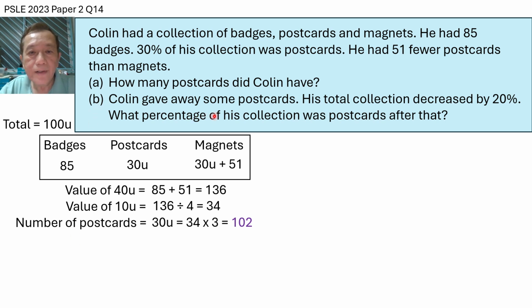Colin gave away some postcards. His total collection decreased by 20%. What percentage of his collection was postcards after that? So the total has changed. The new total is 20% less than 100 units. 100 units minus 20 units equals 80 units.